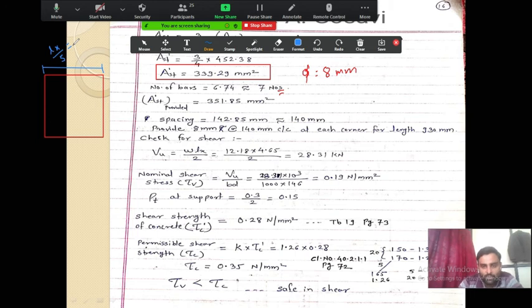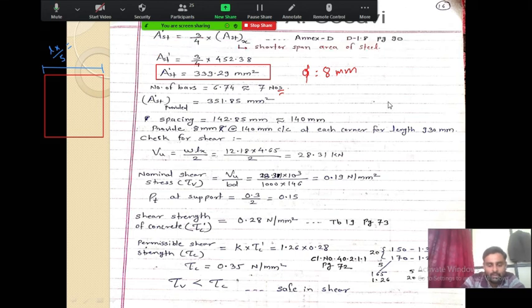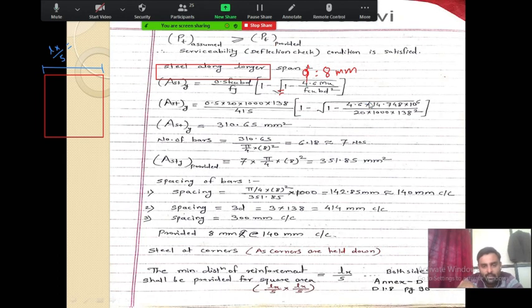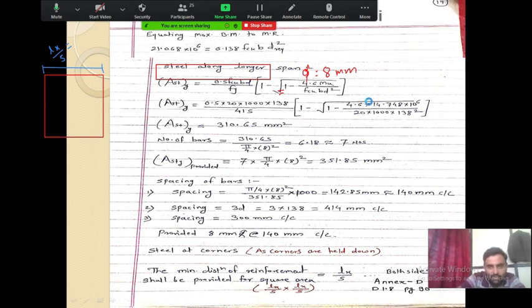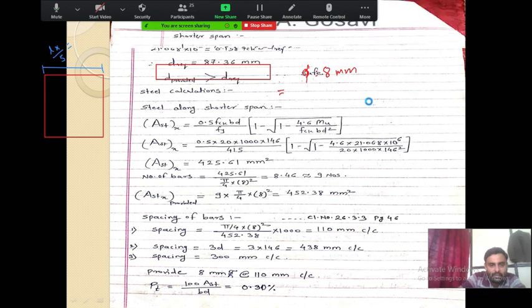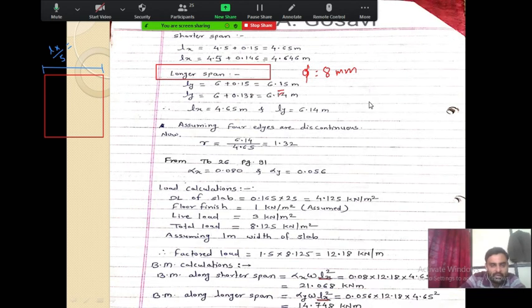What is lx? If you go to the previous slide, because I don't even remember the value. What is the value of lx, the shorter span? Anybody can tell me? Those are in the previous slide, so I have to go back again. What we have calculated, this is the value of lx here: 4.65 meter. Lx is equal to 4.65 meter.